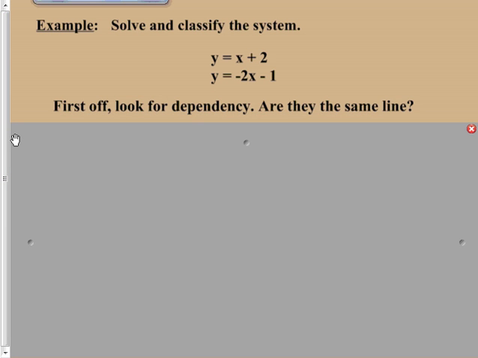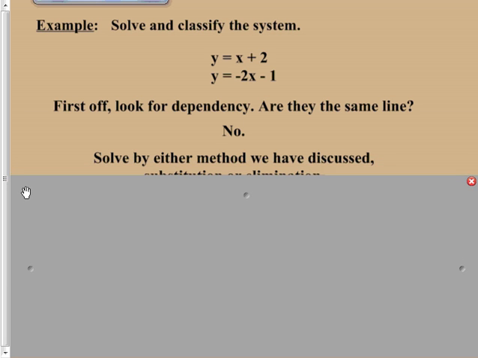The first thing to check for is dependency. Is this the same graph twice? Because if it is, we can greatly reduce the amount of work that we have to do by identifying that right at the front. So is it the same graph, or are these going to produce different graphs? From what we know about linear equations, we can very easily see we have two different y-intercepts. We have two different slope values. So clearly, they are not the same line. So we can't really get away with any shortcut on that. We're going to have to do a little work.